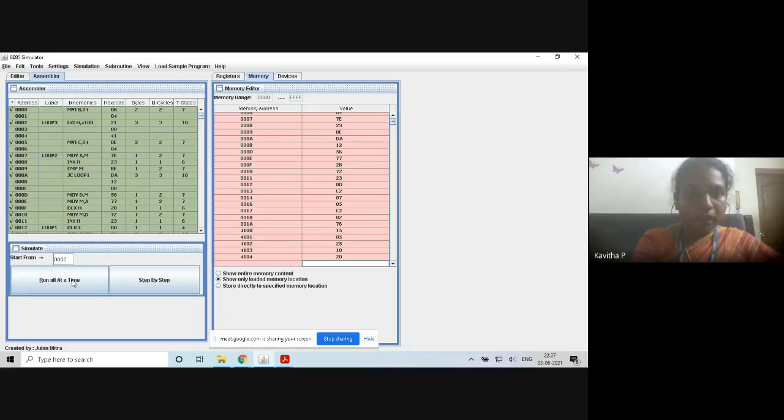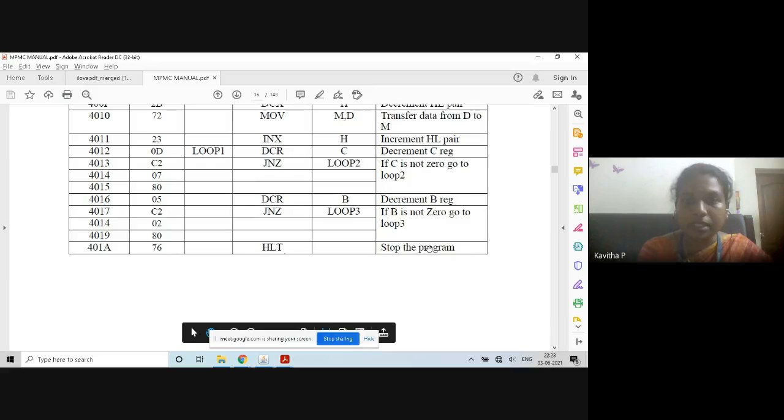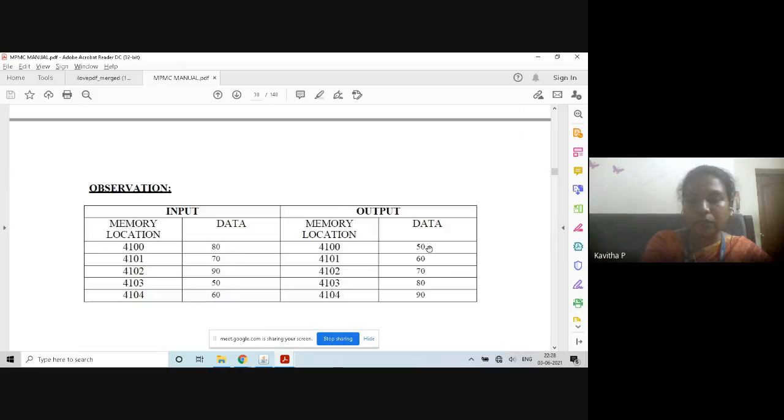After giving all these input numbers, I run the program all at a time. And now all the values have been sorted in ascending order. The values are 5, 10, 15, 20, and 25, all arranged in ascending order. The only difference between the ascending order and descending order program is a change in the coding.